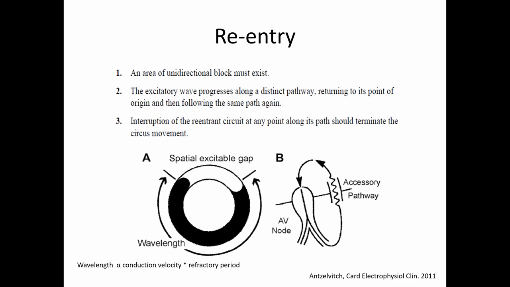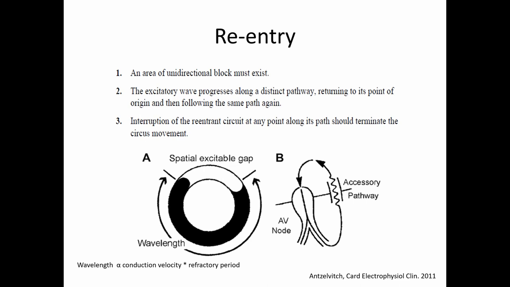The main one I want to talk about briefly is reentry. The critical requirements for reentry are that there has to be an area of unidirectional block, so that's the circle in the diagram here. That can either be anatomical, like scar, or it could be functional, a rate-related block, such as at the cavotricuspid isthmus. Then you have to have an excitatory wave progressing along a distinct pathway, returning to its point of origin progressively around and around the same path. And interruption of this reentrant circuit at any point along its path should terminate the circus movement.